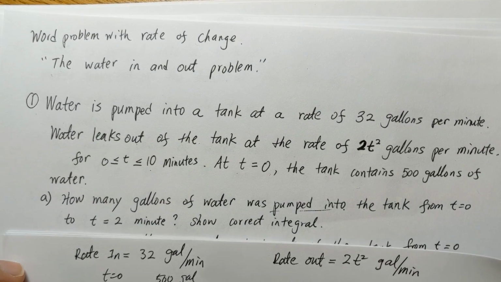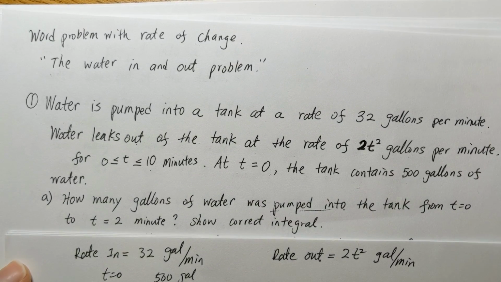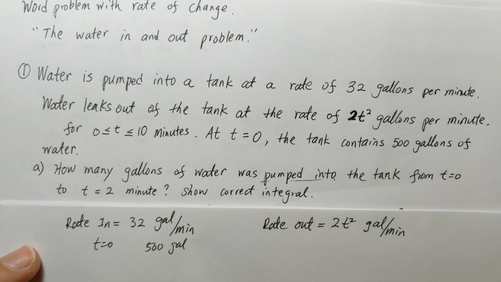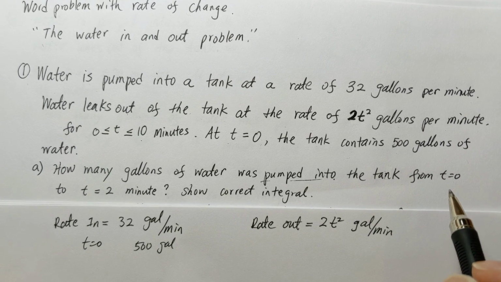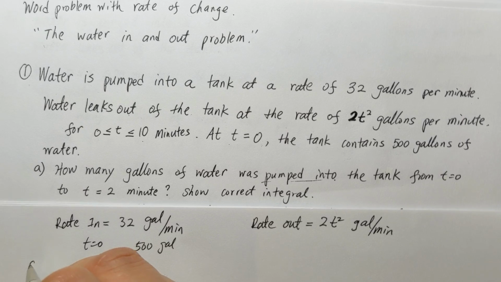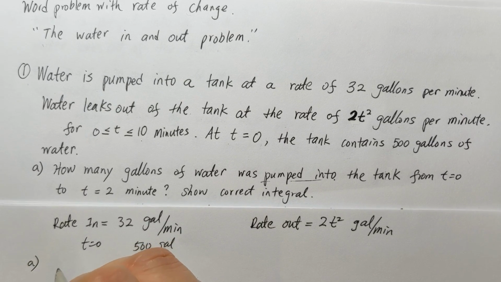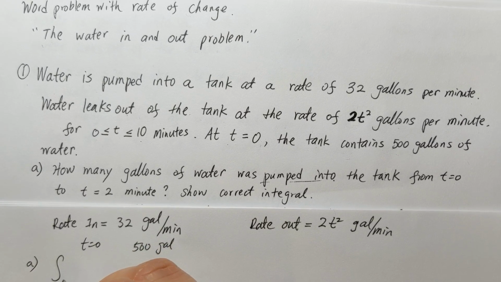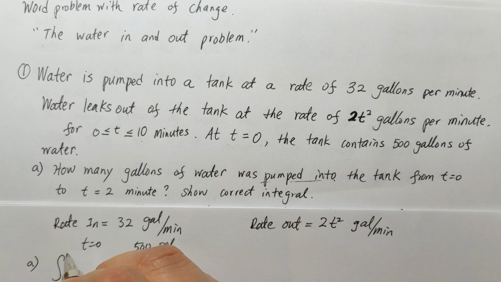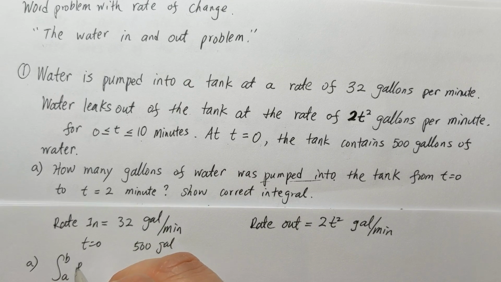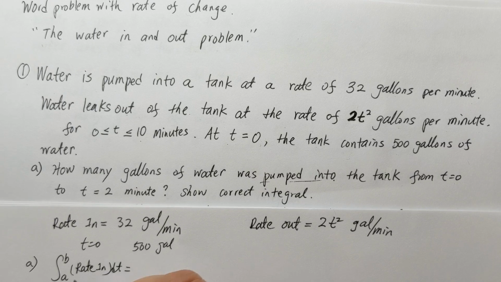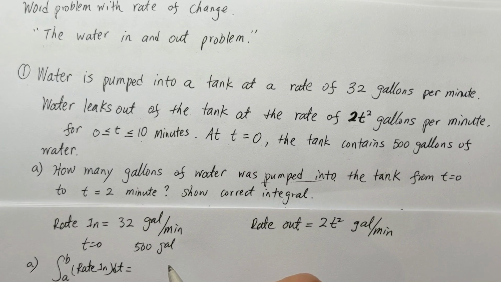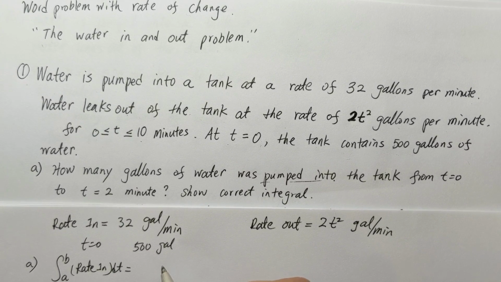Now let's take a look at part A. How many gallons of water was pumped into the tank from t equals 0 to t equals 2 minutes? Let's recall what we learned yesterday. Yesterday, we said that if you have an integral from a to b, and you put the rate in dt here, we're going to accumulate something. Let's see what we accumulate.